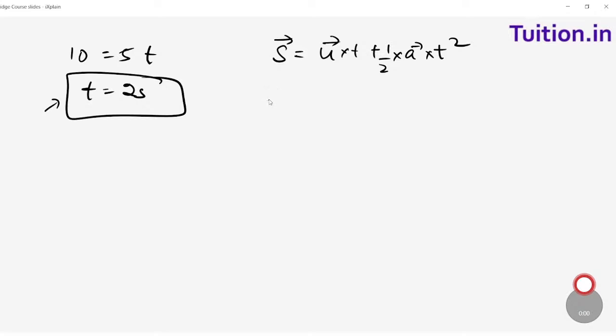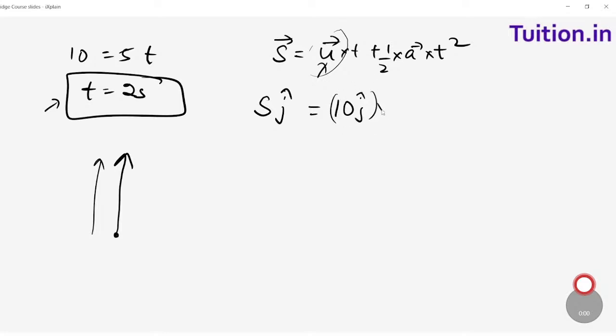So S bar, which is nothing but S j cap, because as the object goes up, the displacement vector will be positive upwards, right? S j cap. This is u t. What is your initial velocity vector? 10 j cap. We have already seen this. Into time, we know it is 2 seconds, plus half into acceleration vector. We have already seen it is 10 minus j cap because it's downwards, correct? Into t square, which is nothing but 4. Okay.